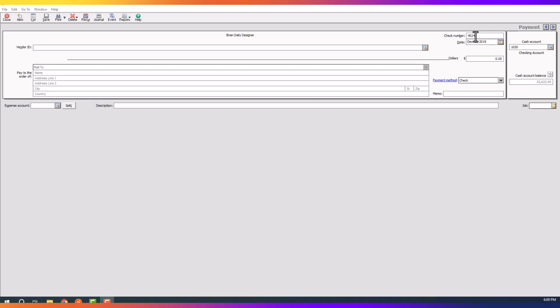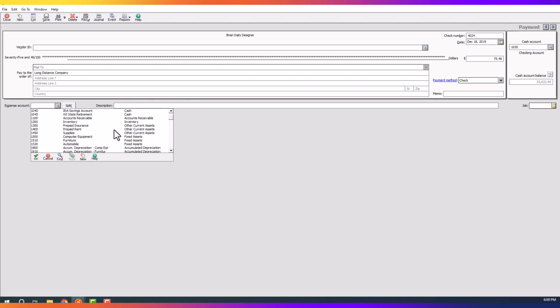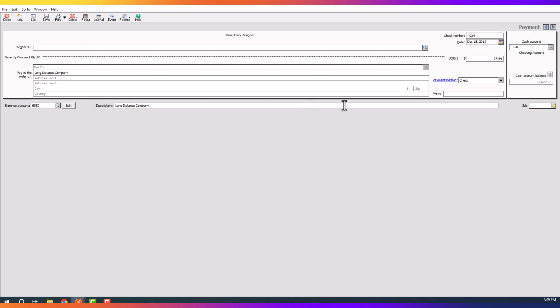Our next transaction is a check. It's 4024 is the number. We're going to enter all the details from the book. So the date changed, is December 18th. The amount was entered, and then it was for long distance company, so we do have a specific expense account for that. It's account number 6,550, and I'm going to check all the details. They look good, and then save.